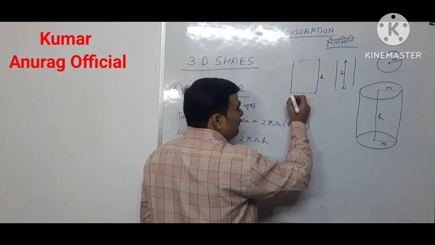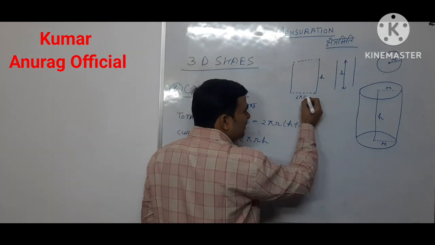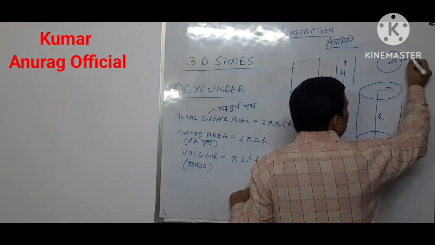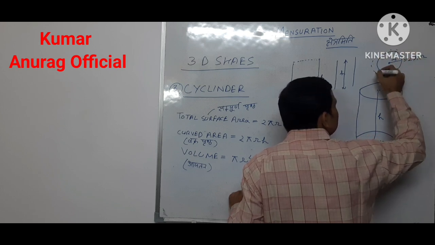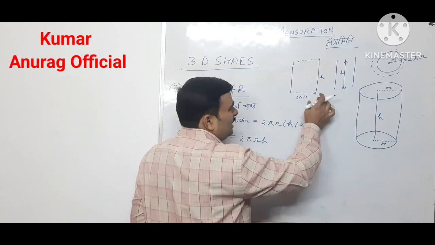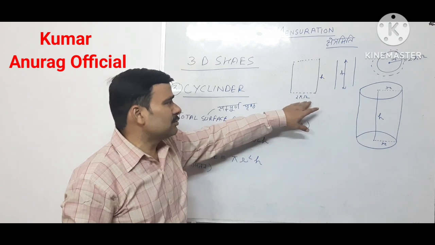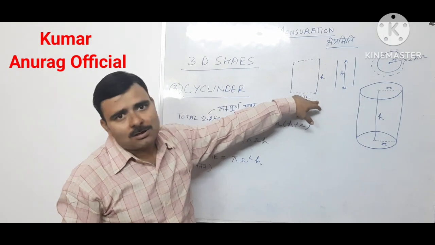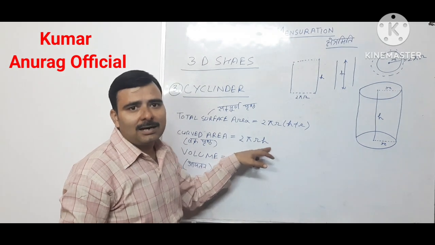So the distance from here to here is 2 pi r, because the perimeter of a circle is known as 2 pi r, and this distance exists at this part whenever we cut the cylinder. As we know, the area of any rectangle is length into breadth, so the curved surface of the cylinder is 2 pi r h.